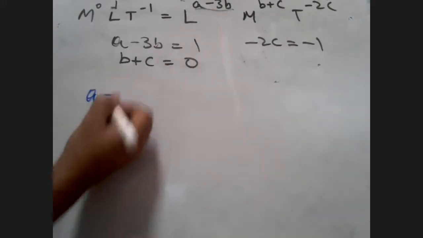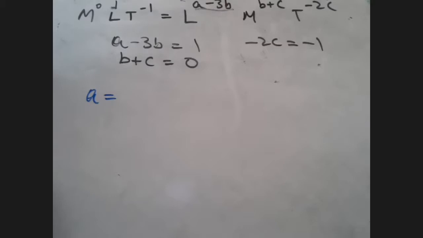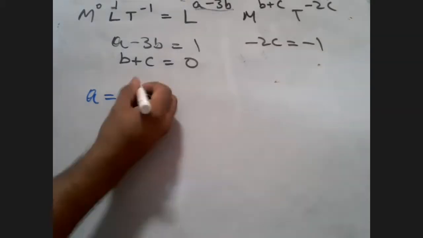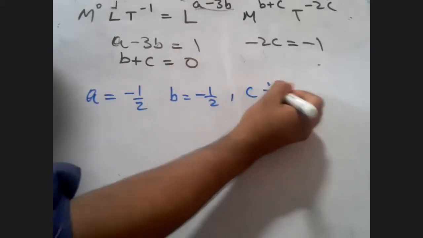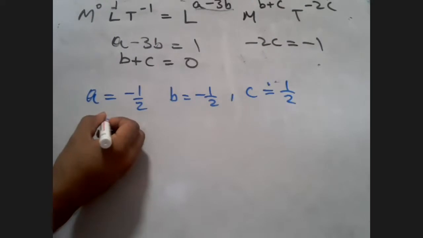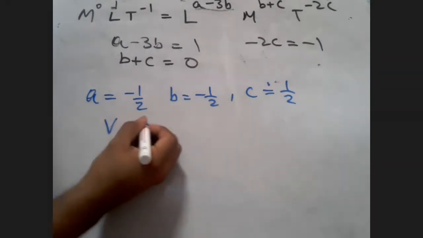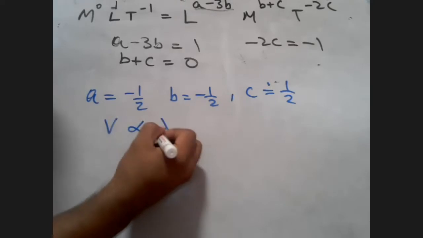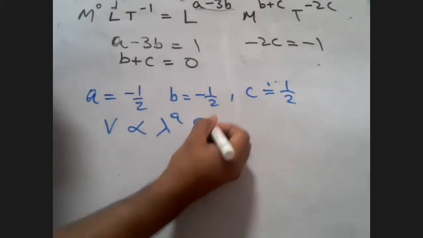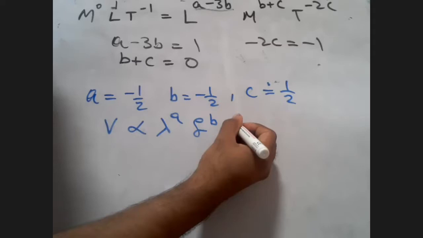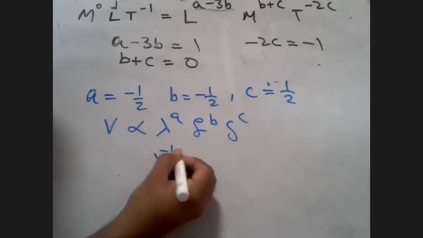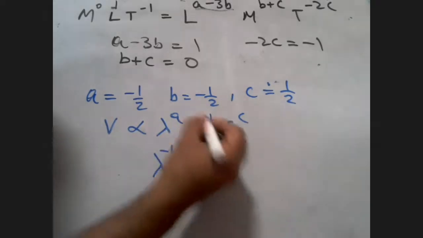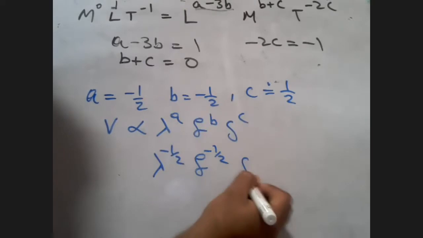So, anyways, tell me again. A is equal to what you got? Minus 1 by 2, B minus 1 by 2, and C 1 by 2. So students, I can say that V, which I was trying to find out, was proportional to some lambda raised to A, and then proportional to density raised to B and surface tension raised to C. Substitute the values, students, you will get lambda raised to minus 1 by 2, density raised to minus 1 by 2, and surface tension raised to 1 by 2.